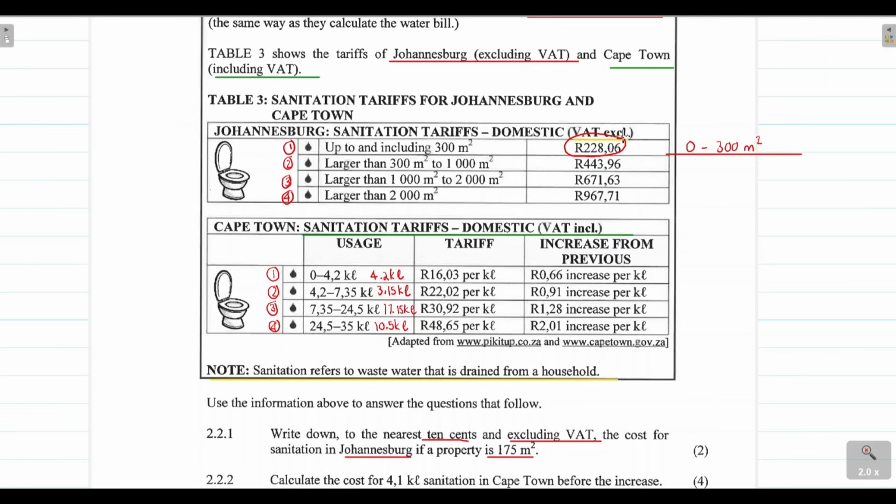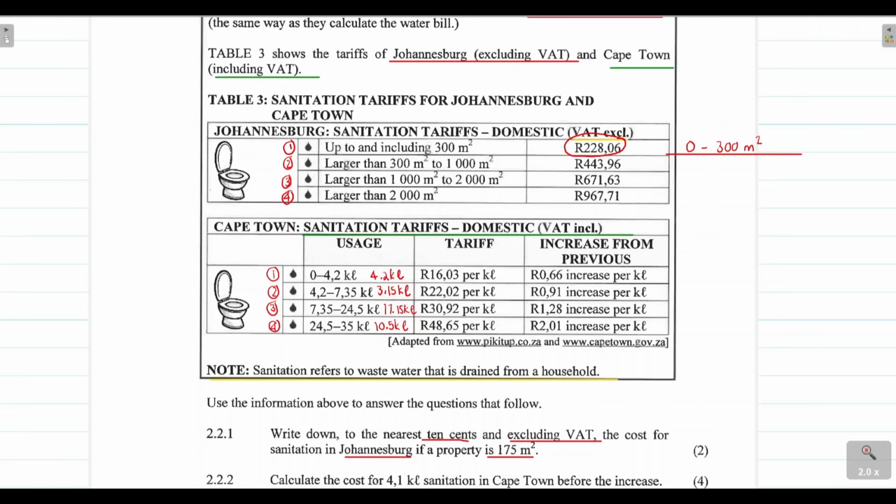So that's basically it. If the area of the property that you stay in Johannesburg is between 0 to 300 meters squared, then you have to pay 228 rand and 06 cents. That is the cost of sanitation that you'd have to pay.